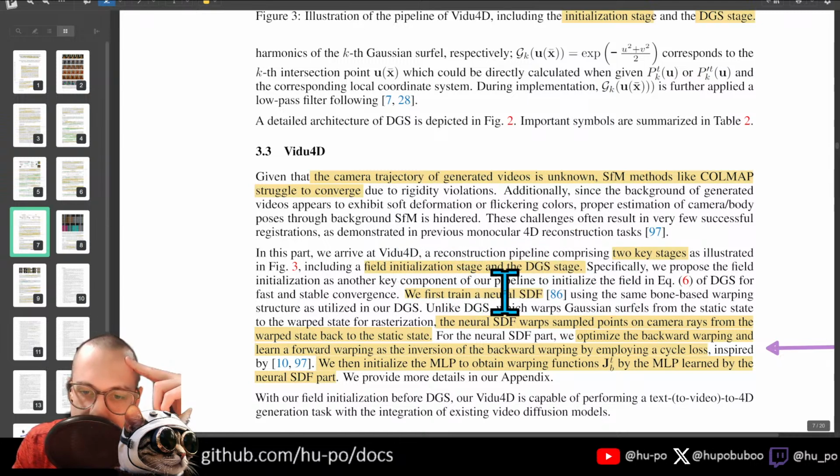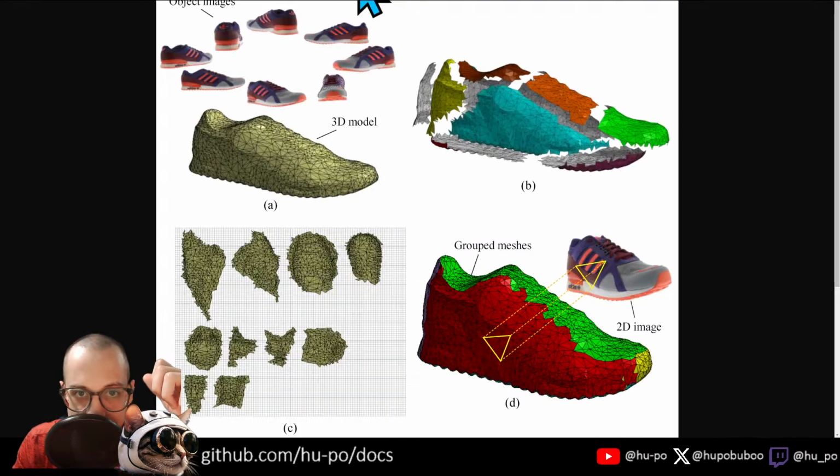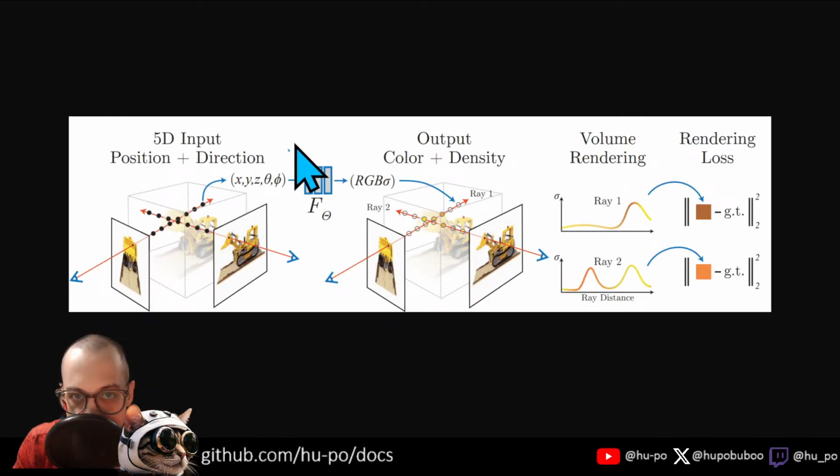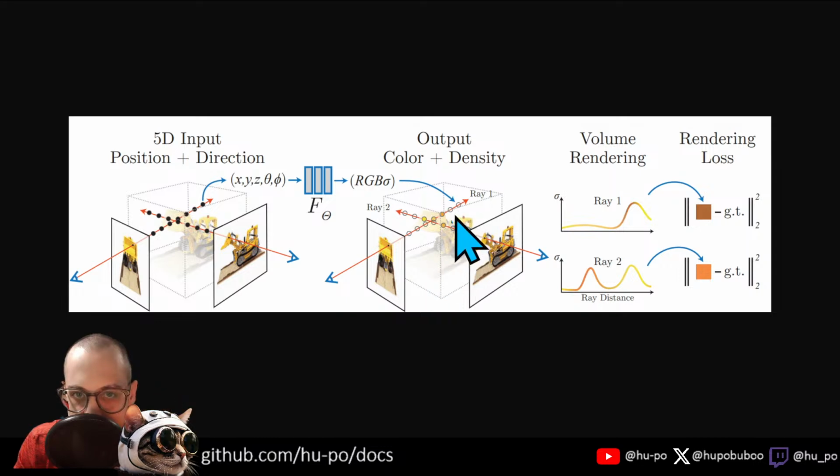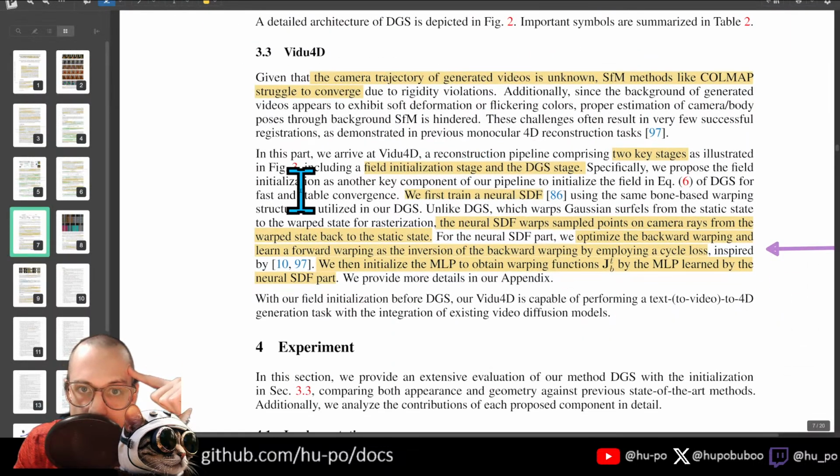We first train a neural SDF. This is a signed distance function, so a function that gives you the distance to some surface, right? And a neural SDF is just an SDF that is being defined inside a little multi-layer perceptron like this. So you don't have an explicit surface like you would if you had something like a mesh, which is a very explicit form of a surface. A neural SDF is going to be implicit because the surface is being stored inside the weights of this little neural net right here. The neural SDF warps sampled points on camera rays from the warp state back to the static state.